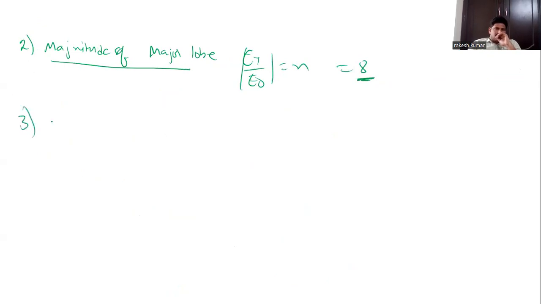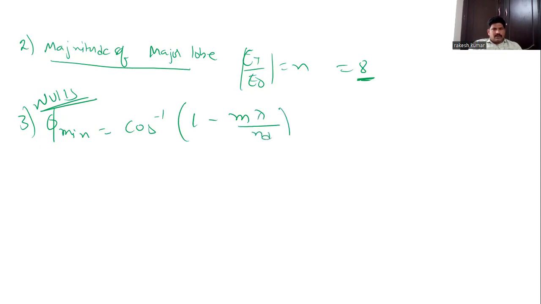Next, the third one. Now we go for nulls. So phi minimum. What is the formula for phi minimum? Phi minimum is equal to cos inverse of 1 minus m lambda by N d. Here there is no plus or minus; here we only have minus. Where m is equal to 1, 2, 3, 4, and so on.